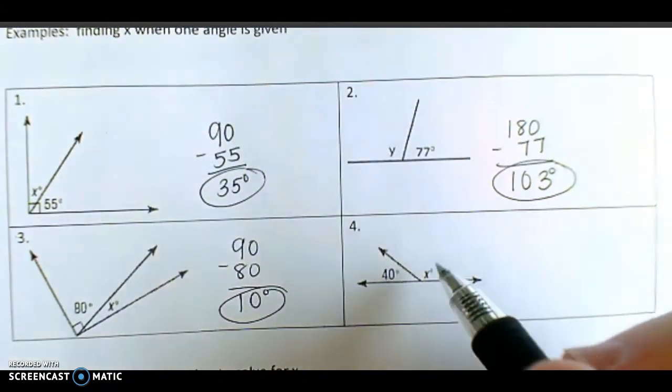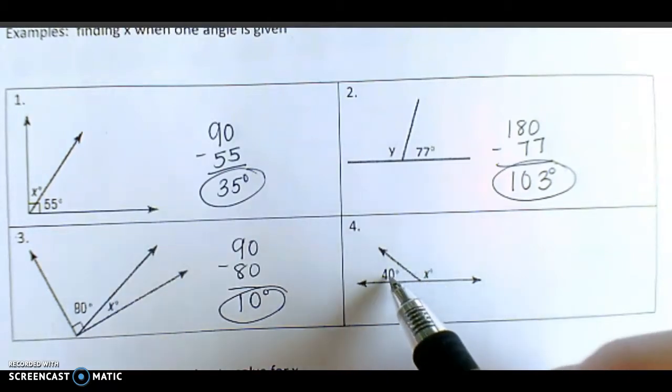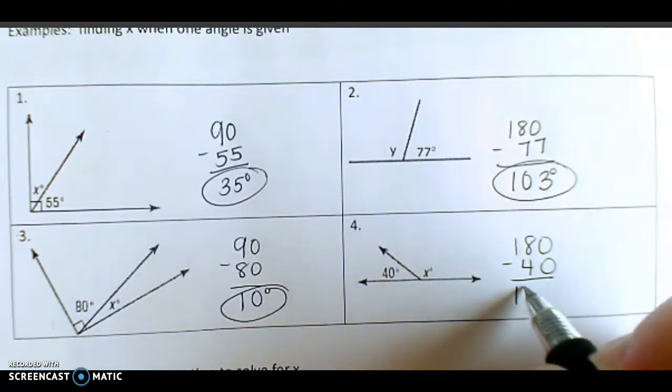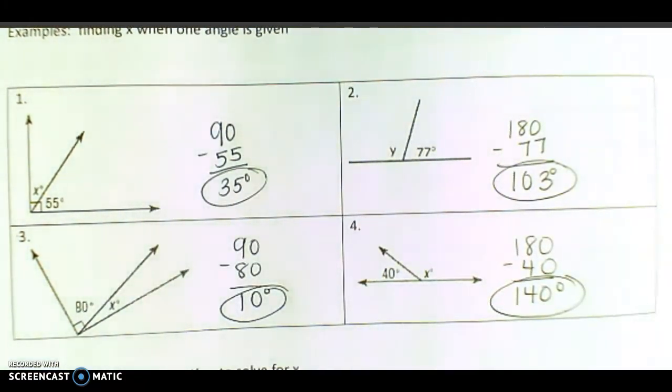Number 4, supplementary, because it makes a line. I'm looking for x, so I need to subtract 180 minus 40. And so the angle I'm looking for is 140 degrees.